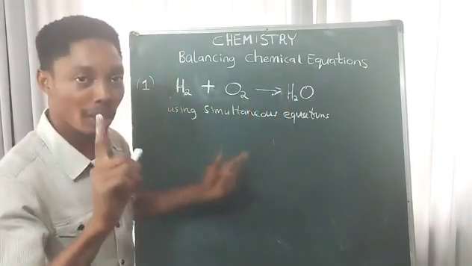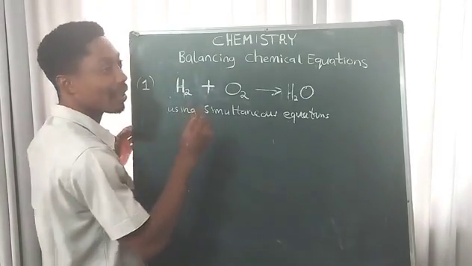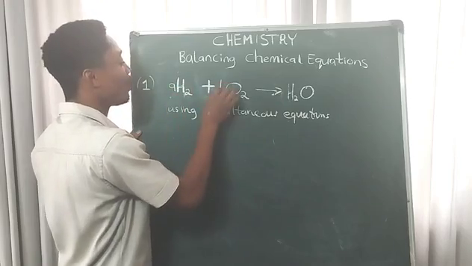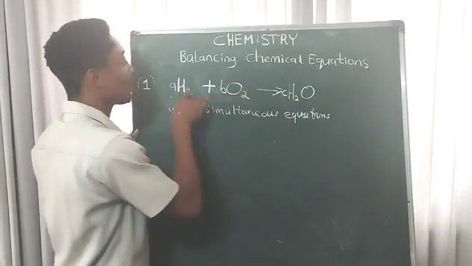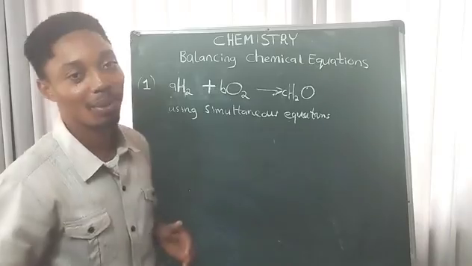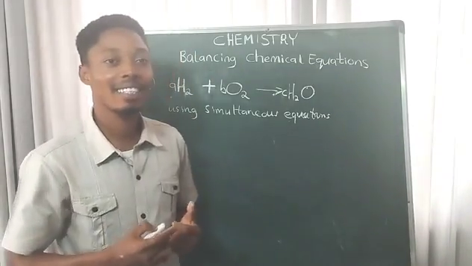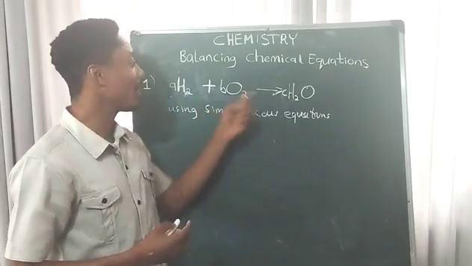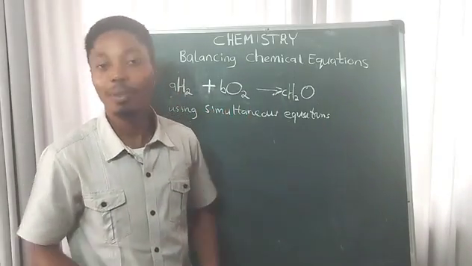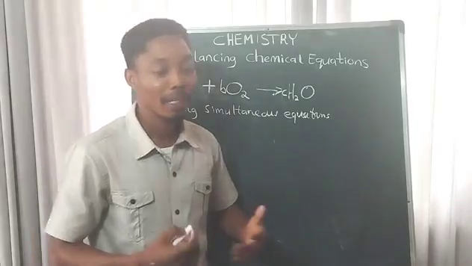So on the strength of that knowledge, we are going to assign coefficients A, B, and C to each of the reactants and the product. Doing that means that at the end of the day, finding the values of A, B, and C will obviously help us to balance the equation.